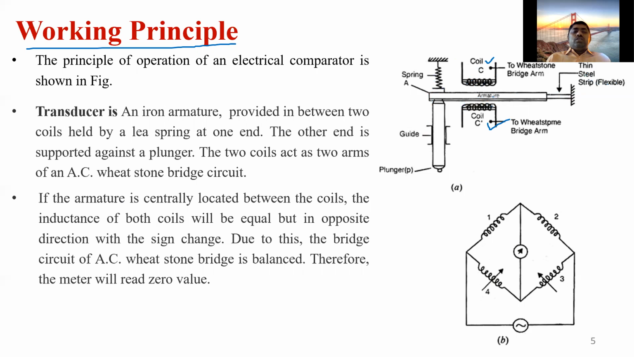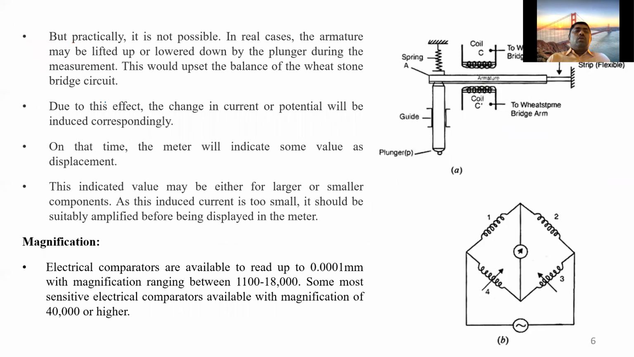If the armature is centrally located between the coils, the inductance of both the coils will be equal but in opposite direction with the sign change. So due to this, the AC Wheatstone bridge circuit is balanced. Therefore, no current flows through the Wheatstone bridge and the meter will read zero value. But practically it is not possible.